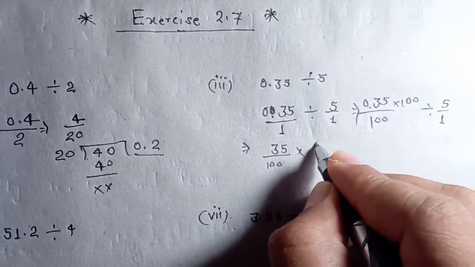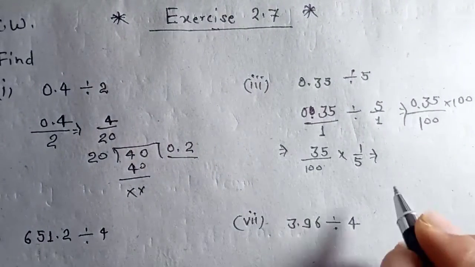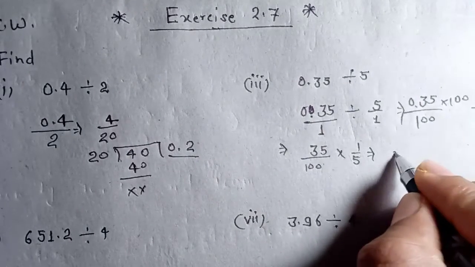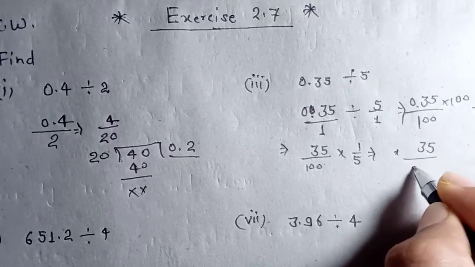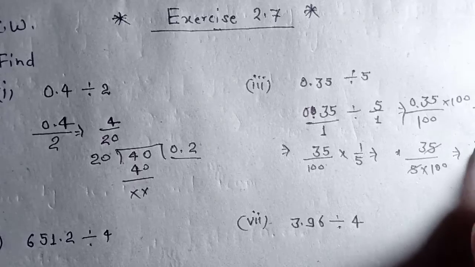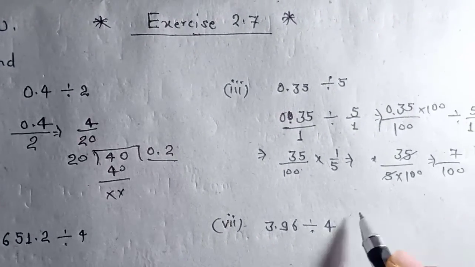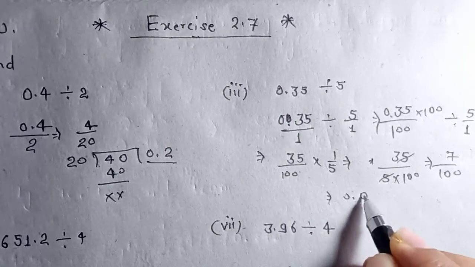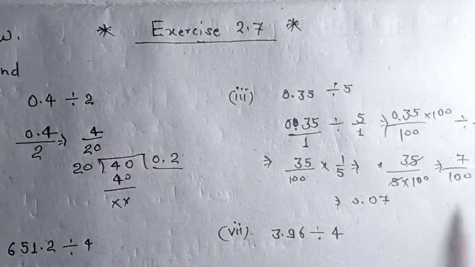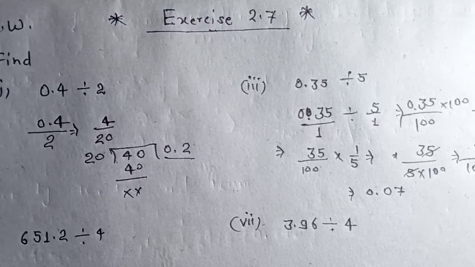into 1 upon 5. Why 1 upon 5? Because we have to write here the multiplicative inverse of 5. Now it becomes 35 upon 5 into 100. This is 7 upon 100. And when this 7 is divided by 100, we get 0.07. Either way you can divide 7 by 100, you will get the same answer. So this is the method for the division of these numbers.